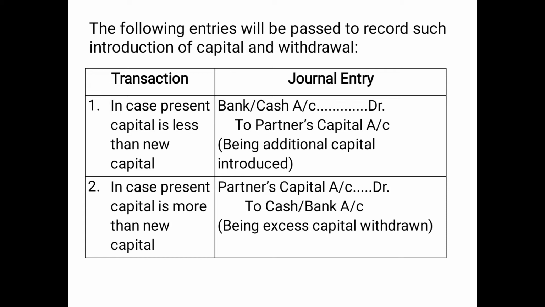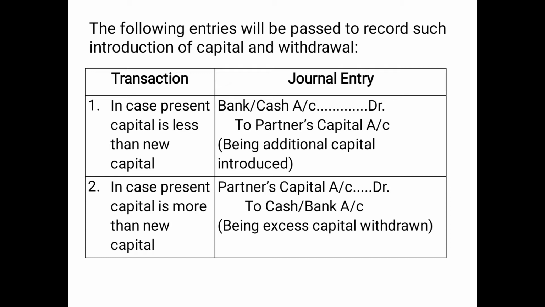Transaction number 1, in case the existing capital is less than the required capital, the partner will be required to introduce more amount and the journal entry will be bank or cash account debited to partner's capital account. And if the question says it has to be transferred to the current account, then instead of debiting bank or cash account, his current account will be debited.